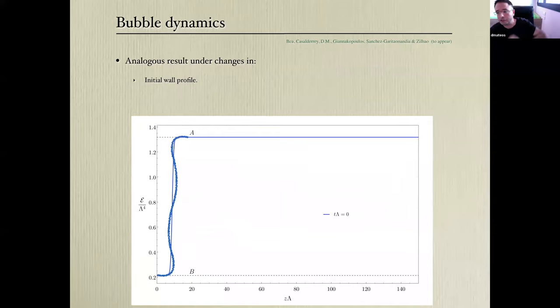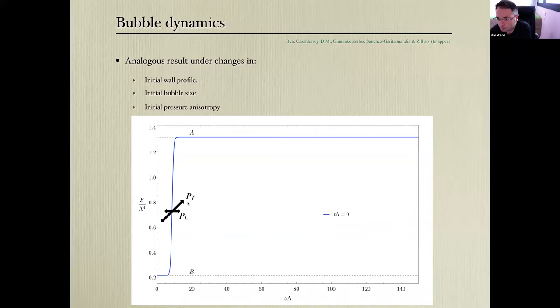You can do a similar analysis by changing the initial conditions in the sense of not just changing B, but changing the initial wall profile that you put over here. Or you can change the initial bubble size, or the initial pressure anisotropy, etc. And in all cases, you find that the final steady state is independent of these initial conditions. It only depends on the nucleation temperature. So once you fix that, the entire late time dynamics of the bubble is always the same.